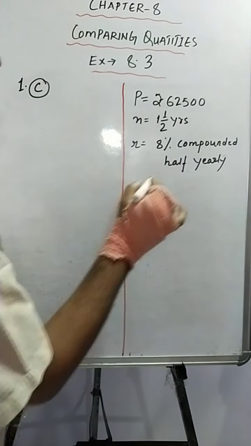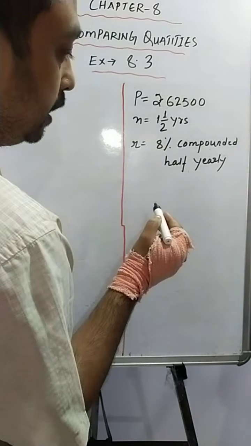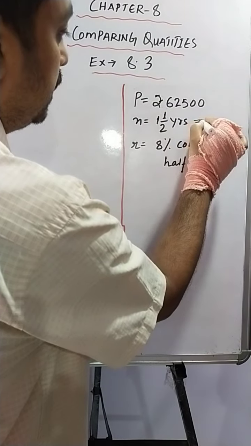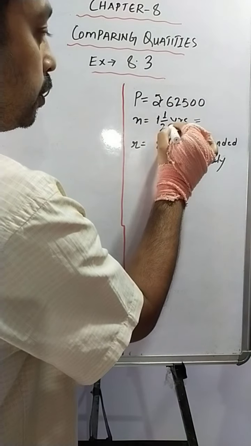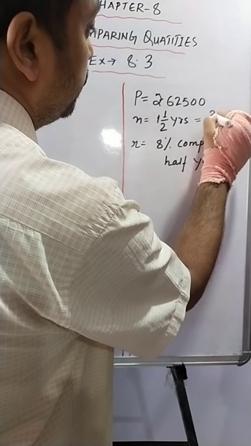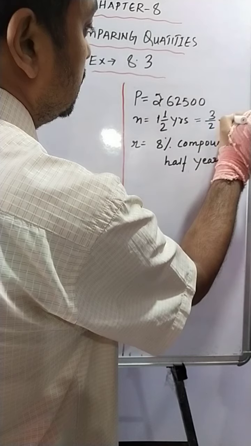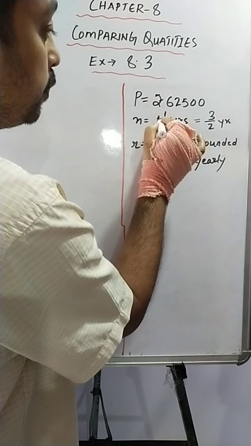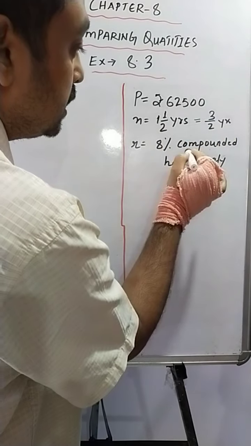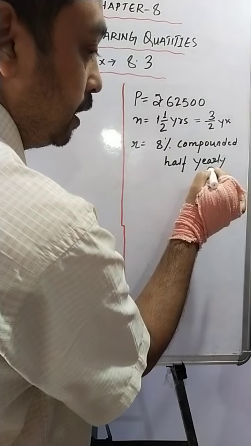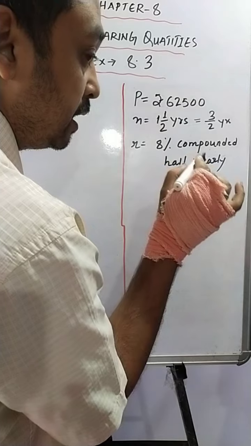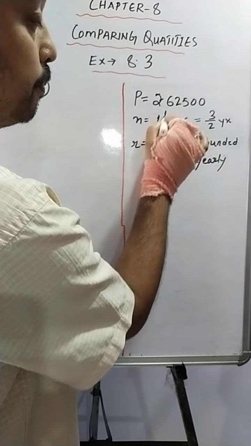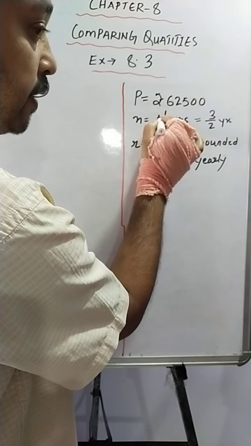Now when you see the words compounded half yearly, and if n is given in mixed fraction form, then you need to change this mixed fraction to improper form, that is 3/2 years. You do this only when it is written compounded half yearly. But as we did in question B, when it is written compounded annually, then we will do it separately: first 1 year, then half year.